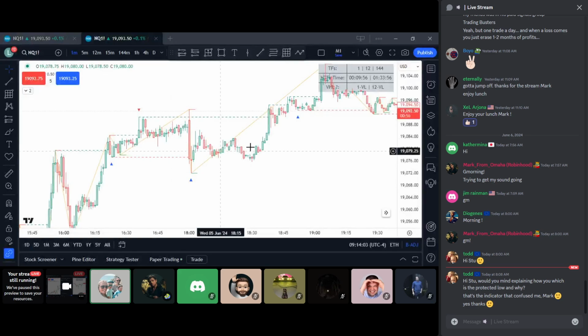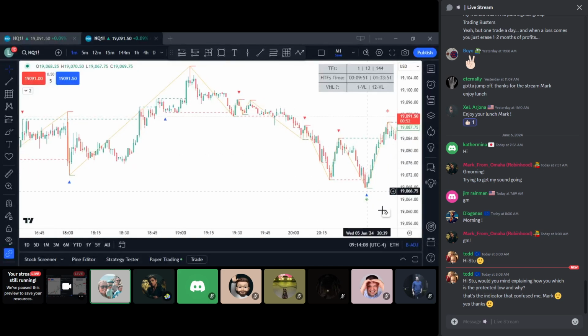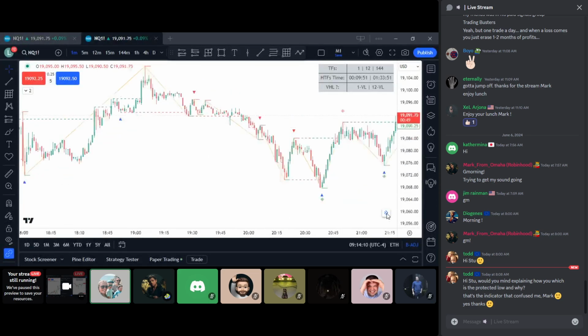And that's basically it. It just helps me map out where we are in structure. Makes it a little bit clearer for me.